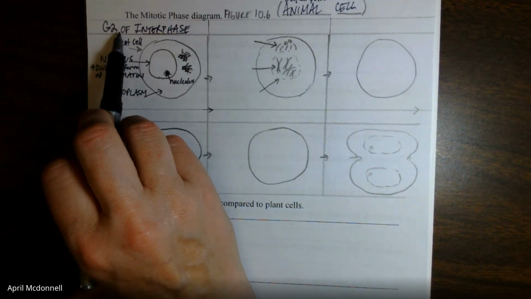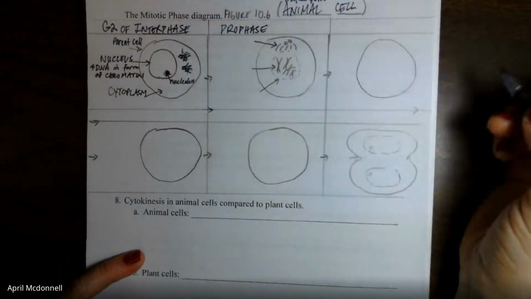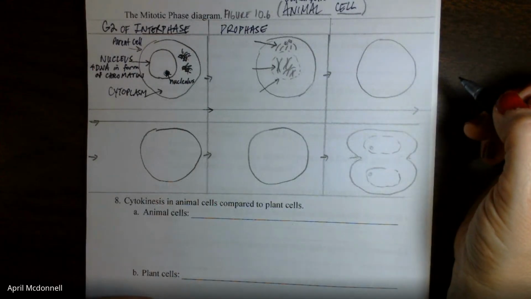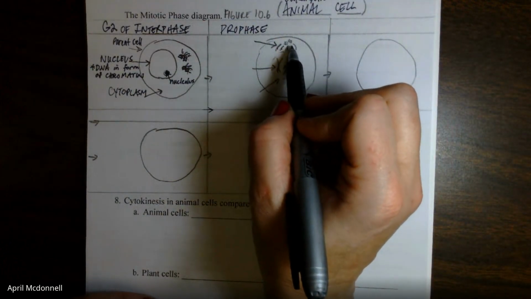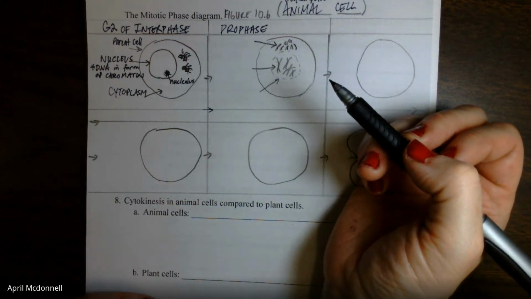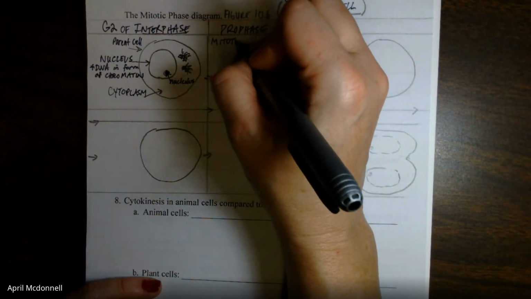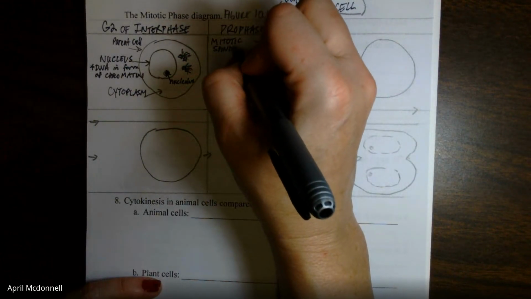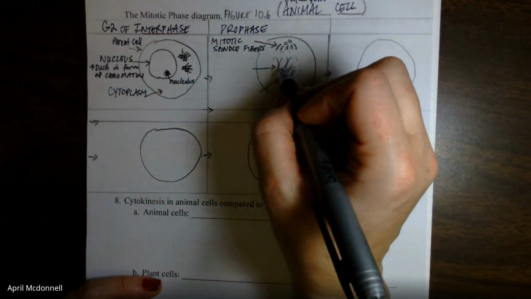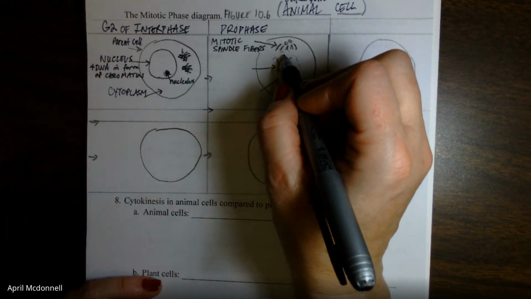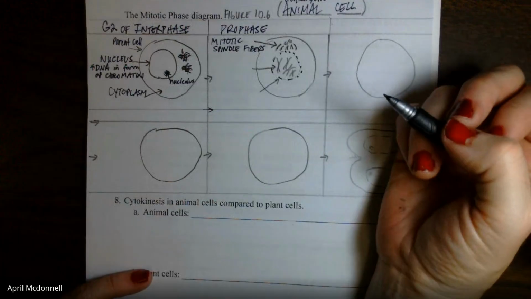So when the cell proceeds from G2 of interphase to prophase, now the cell is in mitotic phase. It is preparing for physical cell division. The mitotic spindle, which is basically these little protein fibers, begin to develop a little bit more. At the same time, the nuclear membrane, the membrane of the nucleus, begins to fragment and disappear.